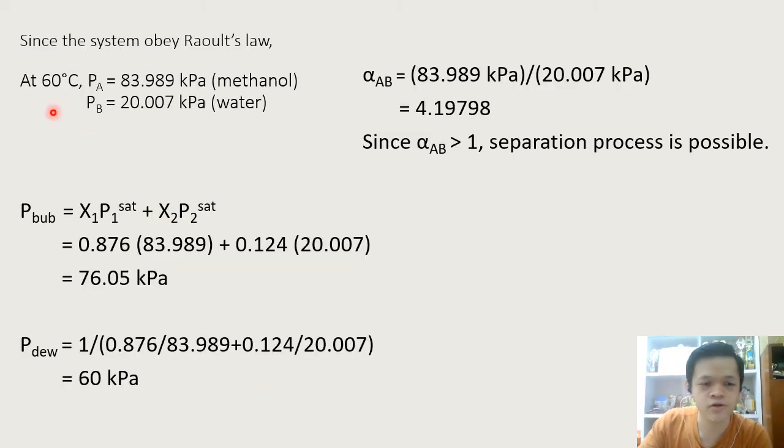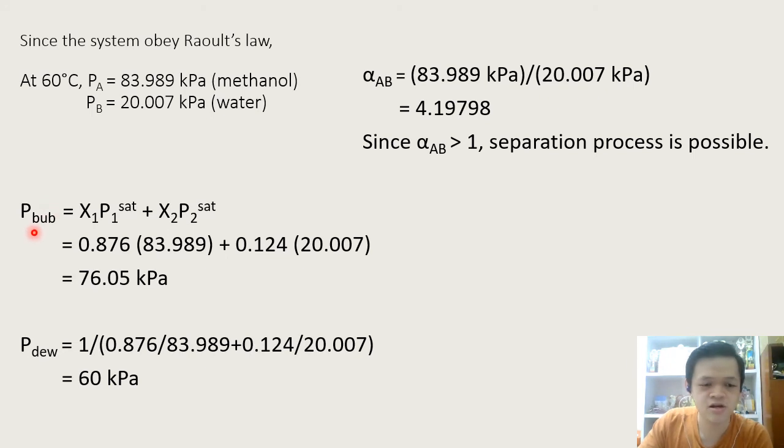By using the Antoine equation, we found that the partial pressure of methanol at 60 degrees Celsius is 83.989 kPa, and for water it is 20.007 kPa. And since the system obeys Raoult's law, we can calculate the relative volatility using the partial pressures of methanol and water, and it is 4.197898. And since the relative volatility is greater than 1, separation is possible.